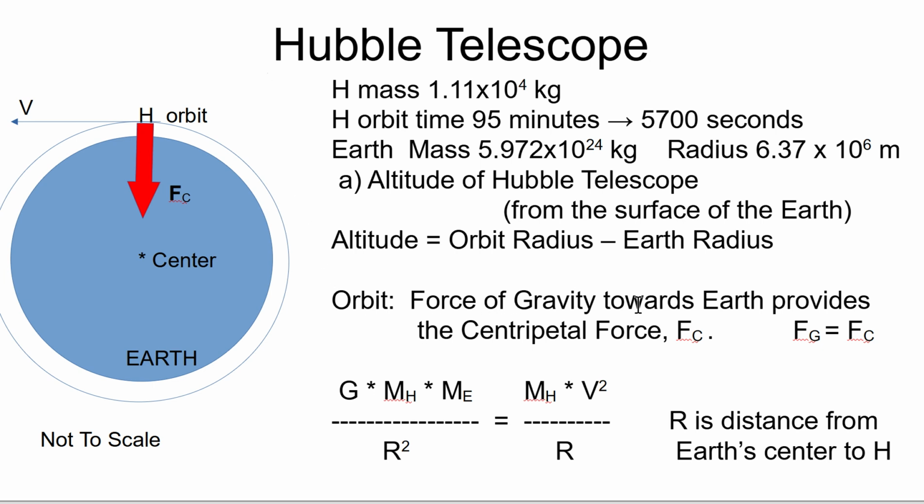So the force of gravity, we calculate with the gravitational constant. We multiply the two masses together, the Hubble telescope and the mass of the Earth. We divide by the square of the distance between the centers of these two objects. And then for centripetal force, we have the mass of the object in motion, the square of the speed, the magnitude of the velocity, divided by the size of the orbit. You ought to inspect this and see some things that will cancel here.